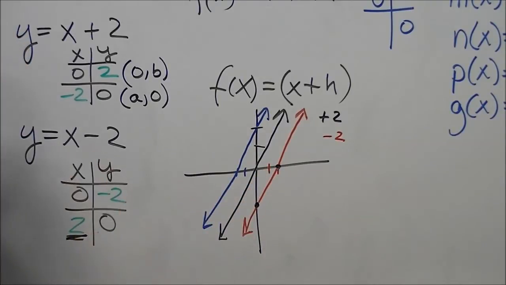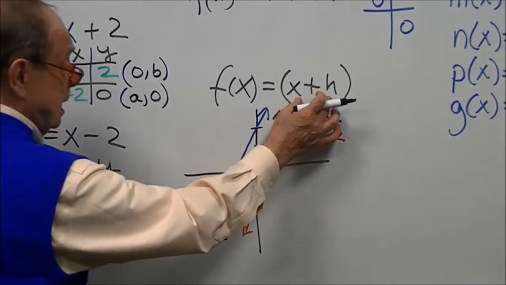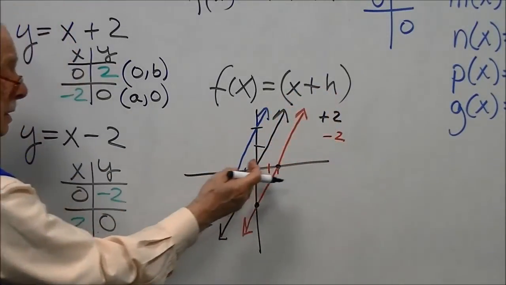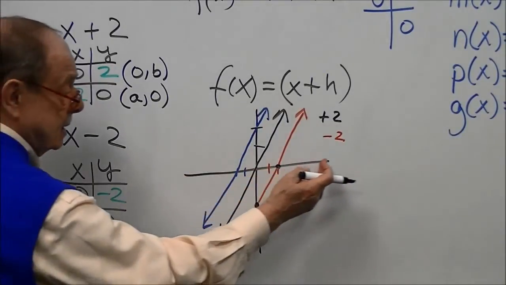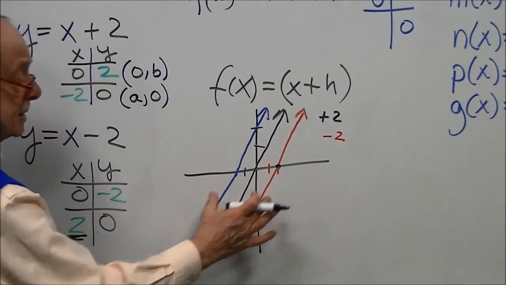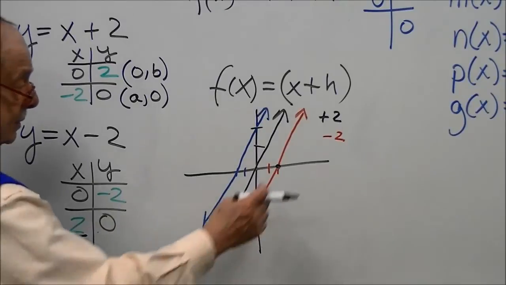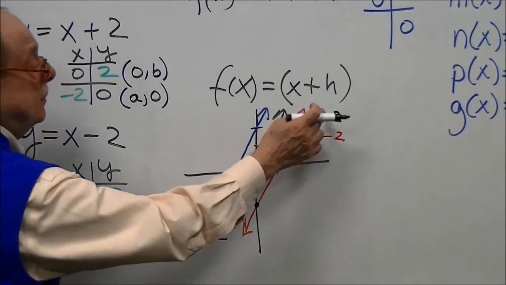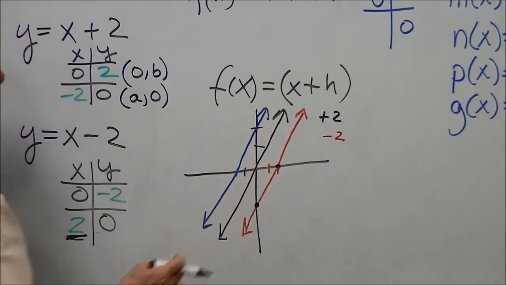Okay, so a shortcut way is just when you see something like this, your graph is going to shift the opposite sign to that place on the x-axis. So if you have a +2, it'll be a -2. If you have a -2, it'll be a +2.